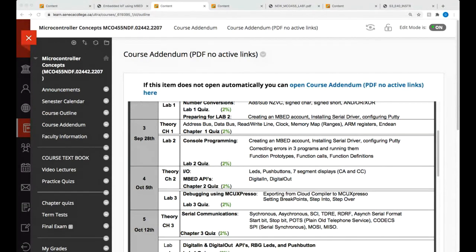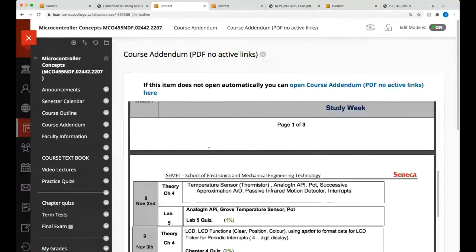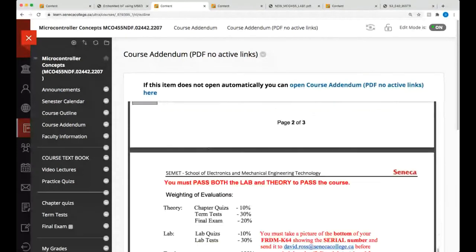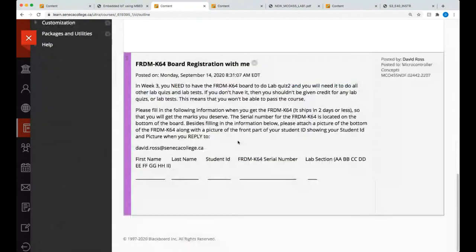Let me just flip back my screen. I've got so many screens open here at the same time. This is important stuff as far as having your equipment ready to go. As I said at the start, if you take a look at announcements here, what I need at the bottom is those 2 pictures: a picture of your student ID card with your face showing, and the bottom of your board. Typically for the Freedom K64, the serial number is going to start with TR or something like that. So just make sure you write this in.